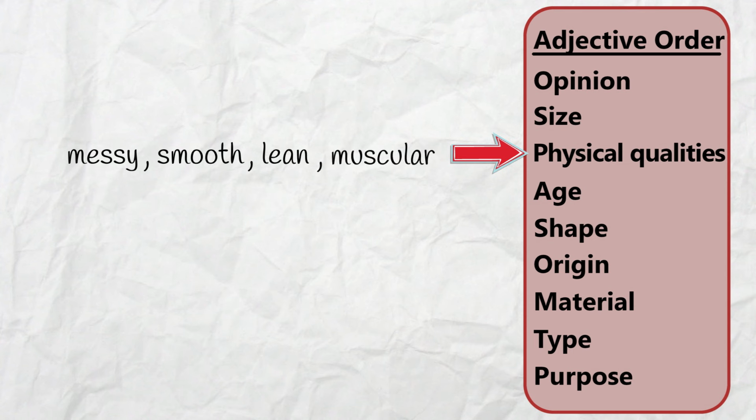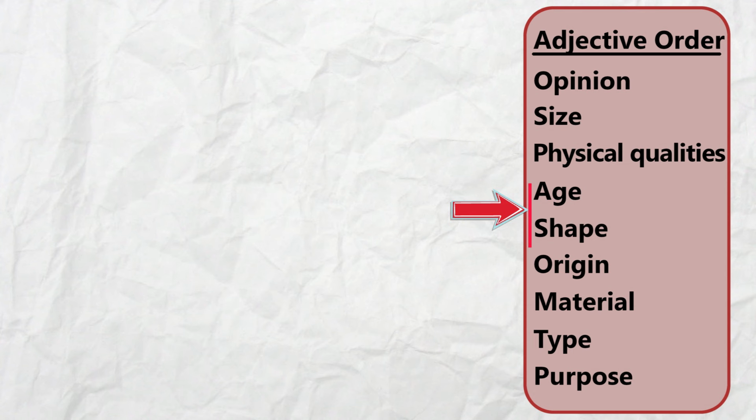After size comes adjectives describing other physical qualities. For example, adjectives such as messy, smooth, lean, or muscular. After size and other physical qualities come age and shape. And age generally comes before shape.